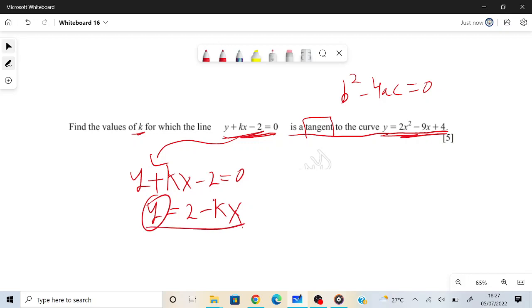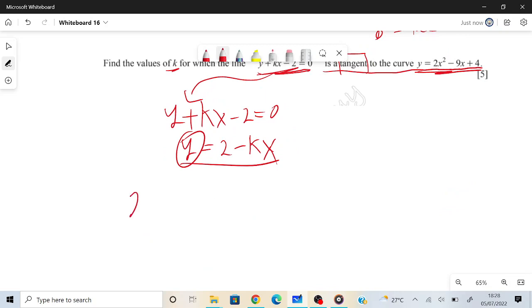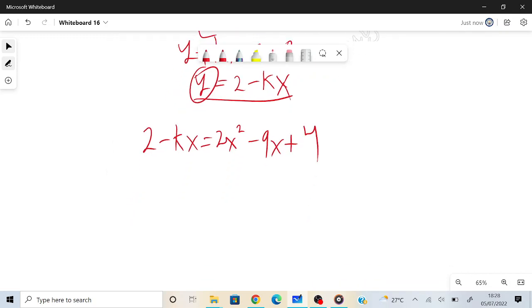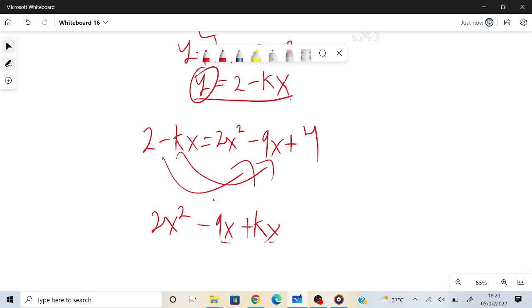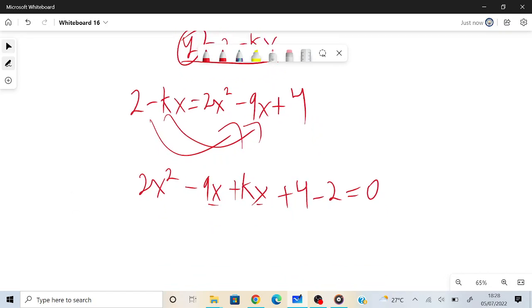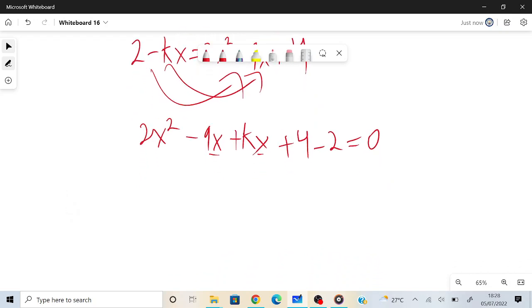So now that I have y equals 2 minus kx and y equals 2x squared minus 9x plus 4, I can equate them. So I can do 2 minus kx equals 2x squared minus 9x plus 4. Collect my like terms. I need to bring everything to one side. Let's bring both of these to this side. So I will now have 2x squared minus 9x plus kx. Again, I wrote the x's together so it's easier for me to factorize. Plus 4 minus 2 equals 0, because you want it in a quadratic formula. You want it in ax squared plus bx plus c.